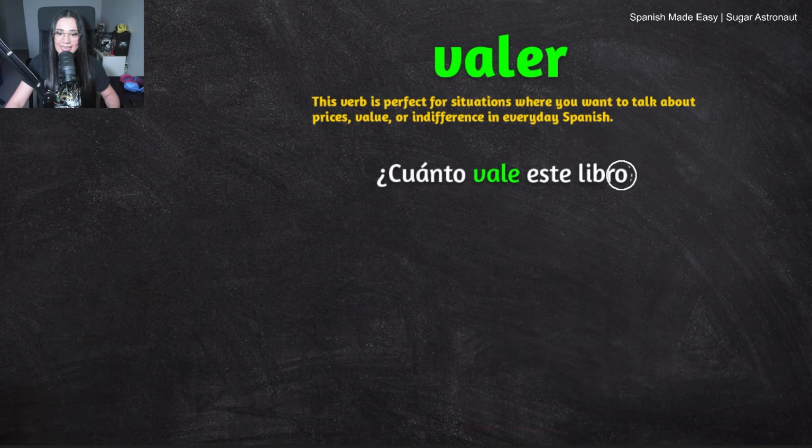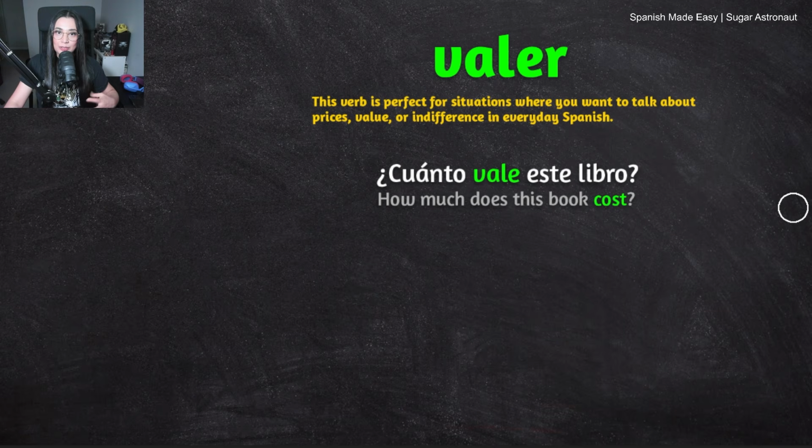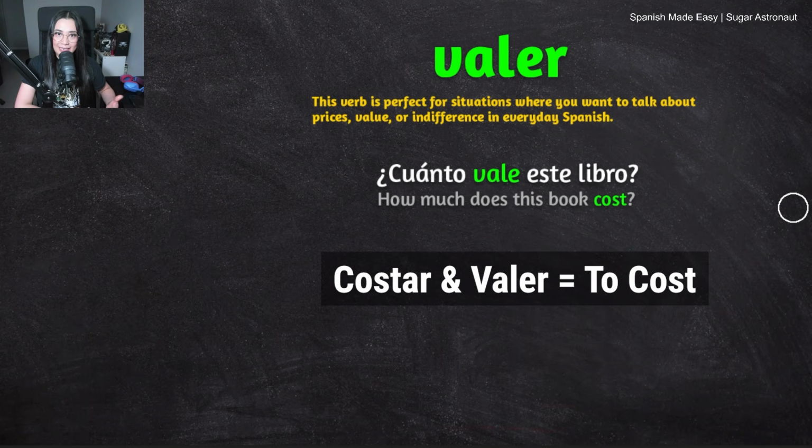¿Cuánto vale este libro? This means, how much does this book cost? Valer is very similar to another Spanish verb. The verb is costar. Costar and valer can be used in this specific situation when talking about prices. Both verbs mean to cost.